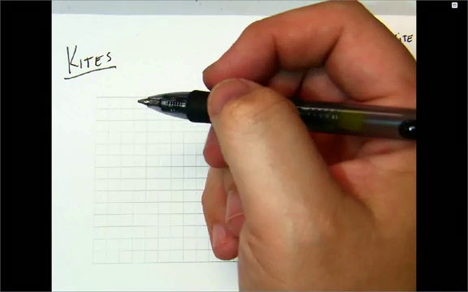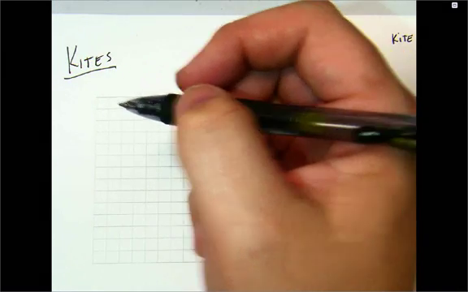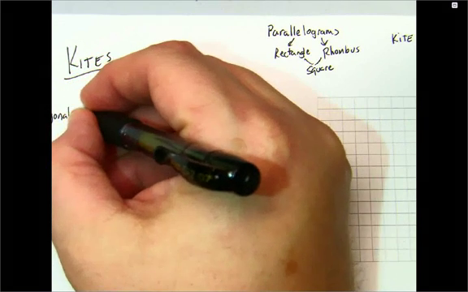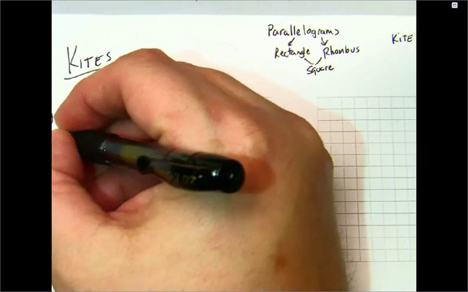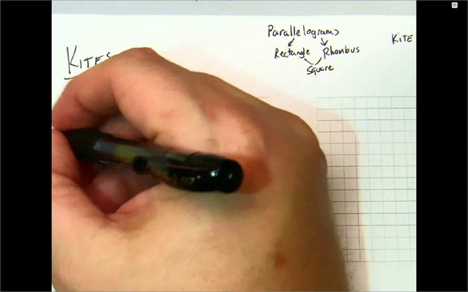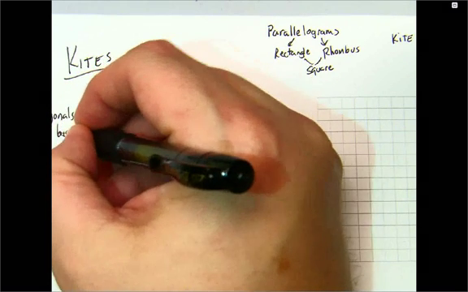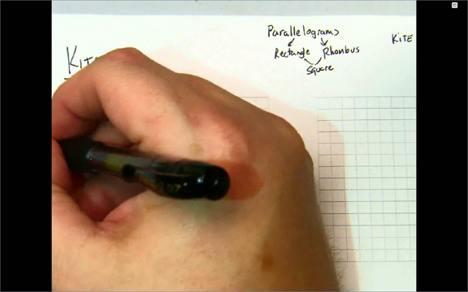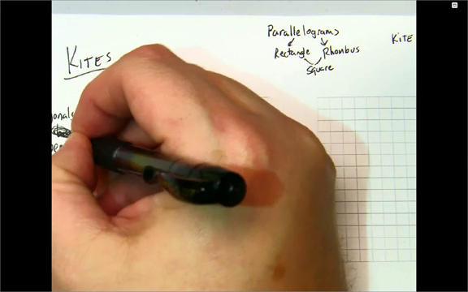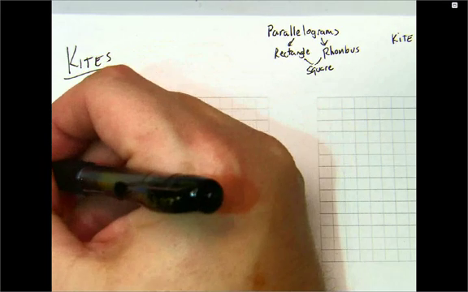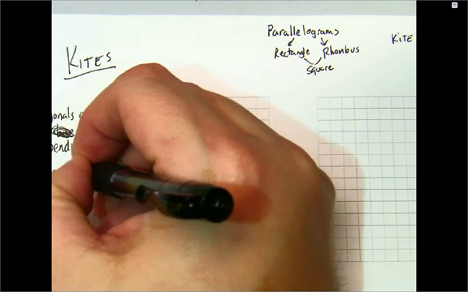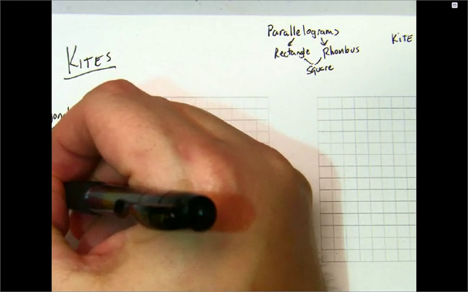I would say that the major characteristic of the kite is that the diagonals are perpendicular. And one diagonal is bisected.